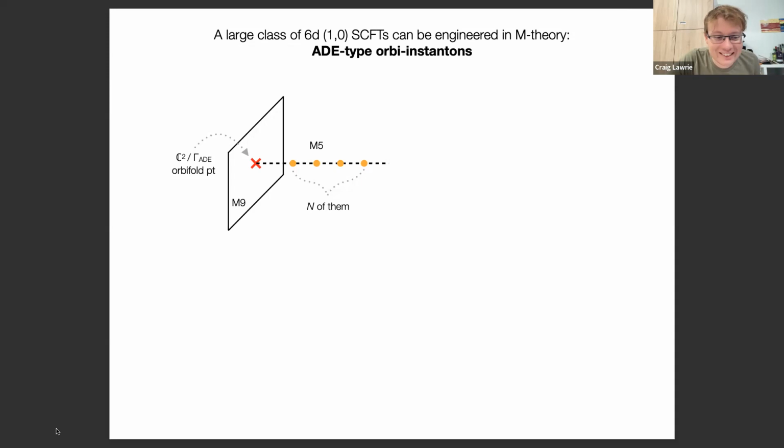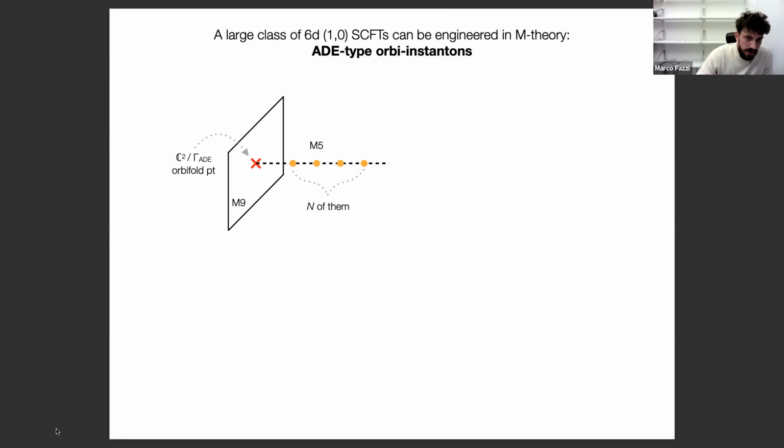Okay, so what are these orbi-instantons that we've been talking about for the past 10 minutes? You take a bunch of M5s and you take them very close, not just to an orbifold point that I drew here in red, but also to a so-called M9 wall, which is in some sense half of the space-time in the Hořava-Witten setup.